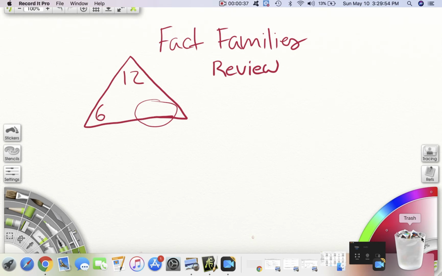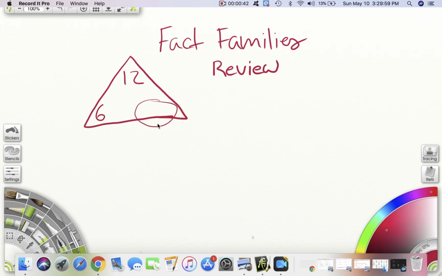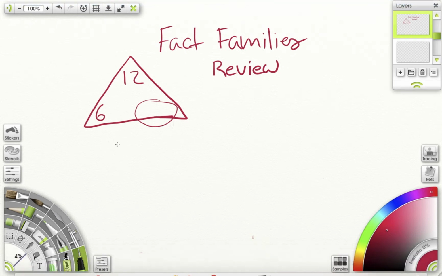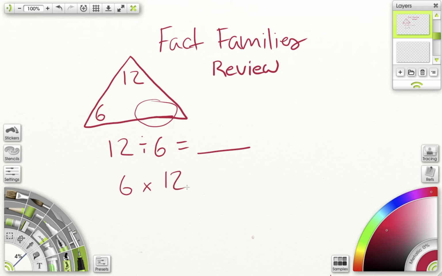So with our fact families, in our last lesson, we talked about finding the missing number in a fact family. So if I have a missing number here, I have to figure out what that number is. And there's two ways I can do so. Either I could have done division, so I could have taken my bigger number and divided it by my smaller number, and that will give me whatever this is. Or I could have actually just multiplied these two numbers, and that would give me a missing number.